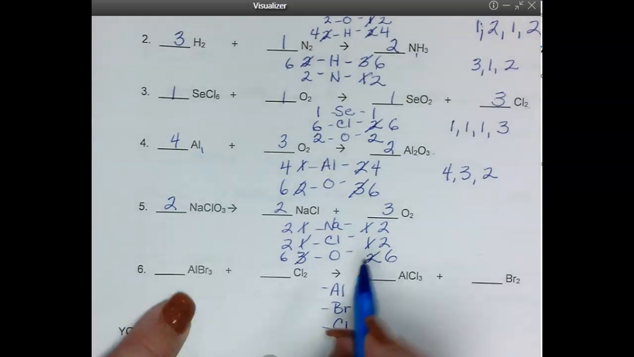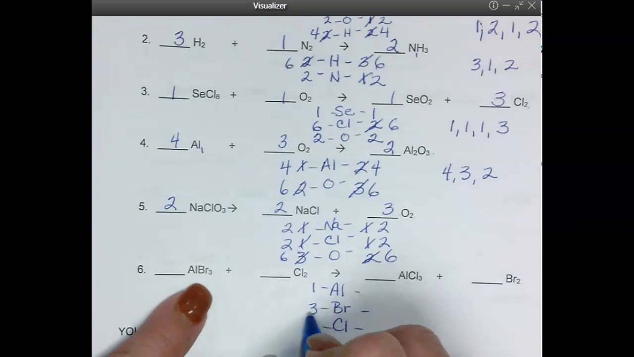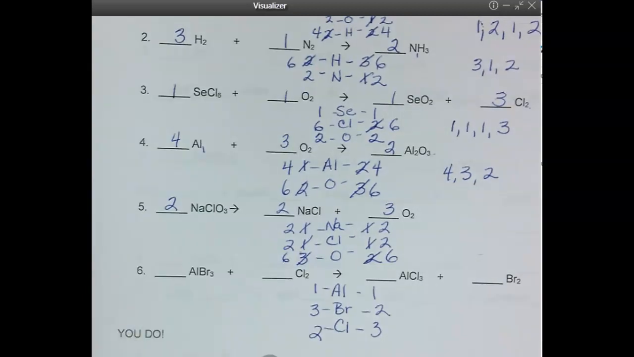Aluminum is a 1. Bromine is a 3. Chlorine is a 2. Aluminum is a 1. Chlorine is a 3. Bromine is a 2. So it looks like both my bromine and my chlorine are messed up.